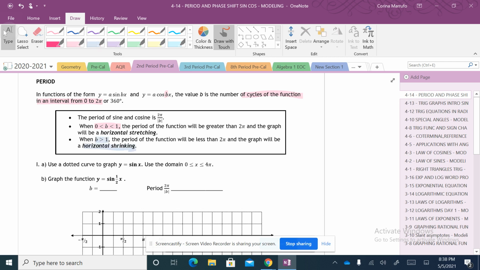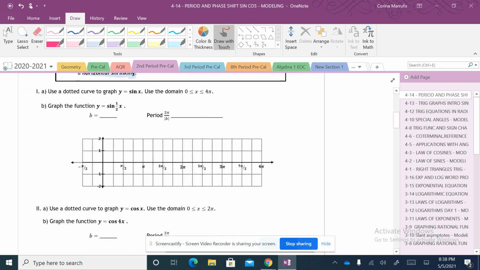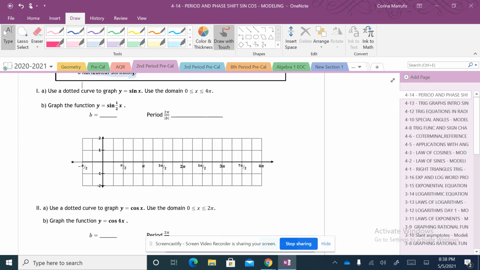Okay. So here it says use a dotted curve to graph y equals sine of x. Use a domain from 0 to 4 pi, and then graph the function. Just in case you don't remember, sine starts here at 0, 0, and then at pi over 2, it's 1, and then it comes back down. Once you find the pattern, it makes it super simple. Then you kind of just connect your curves.